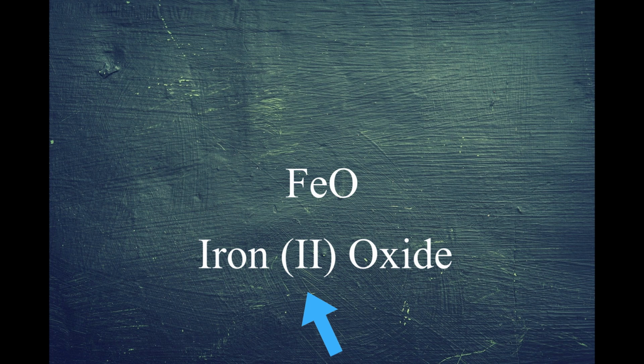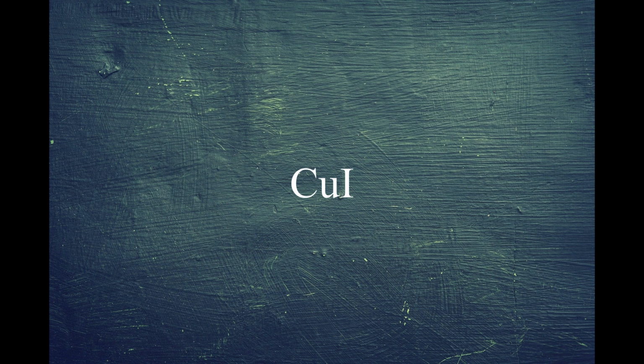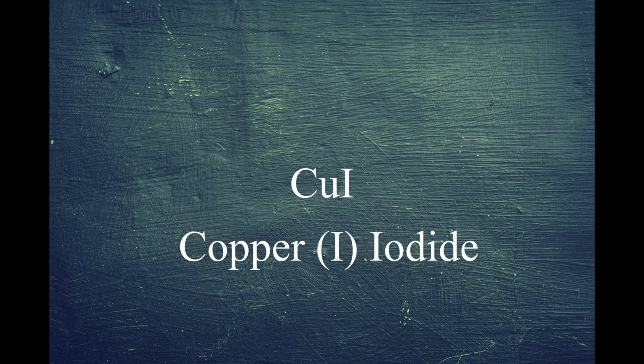Why don't you try 2 examples? First of all, name this compound, CuI. We know that iodine has a -1 charge, and to balance it out, 1 copper must have a +1 charge, so this compound is copper(I) iodide.